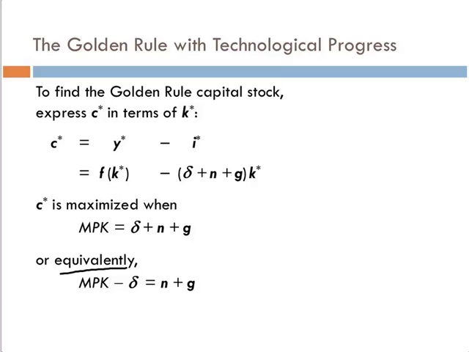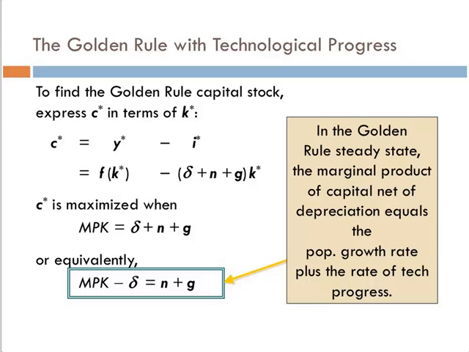All right, that's the golden rule. So in the golden rule steady state, the marginal product of capital net of depreciation equals the population growth rate plus the rate of technological progress, right? Exactly.